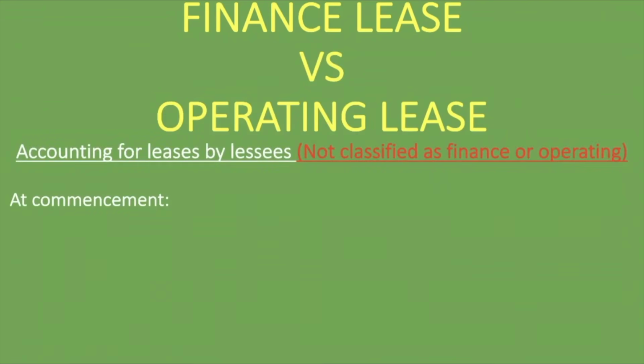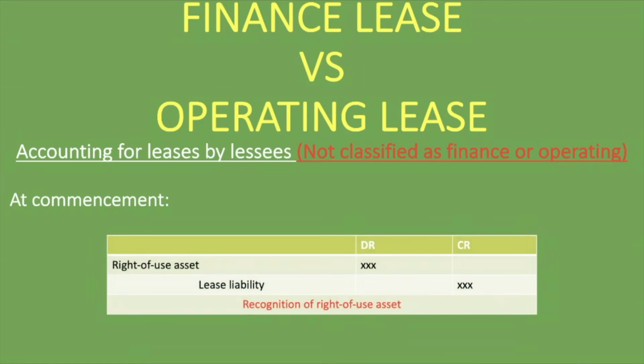So at the commencement date of the lease, here is the journal entry that the lessee will pass, all right? Remember, we're not classifying, we don't determine whether it's finance or an operating lease, we're just going to pass this journal entry. We're going to debit what is known as right of use asset. Remember, this is IFRS 16, no longer IFRS 17, and you credit lease liability, okay? And this is the recognition of the right of use asset, all right?